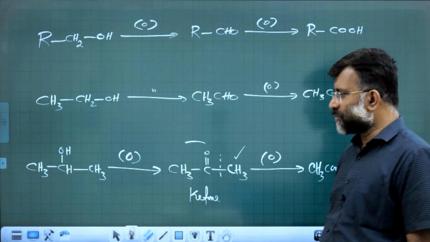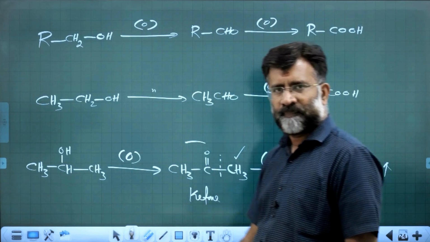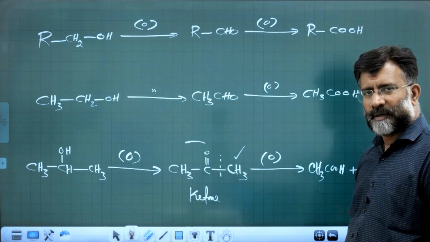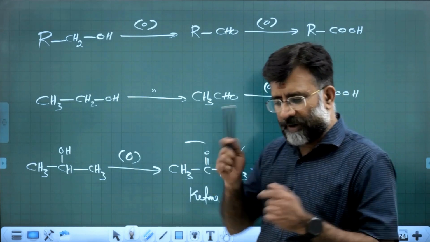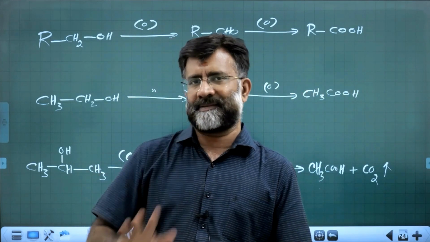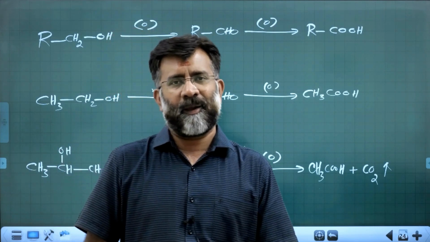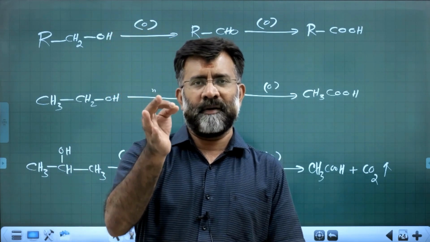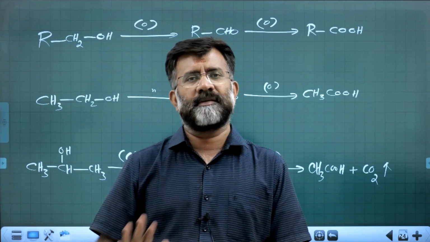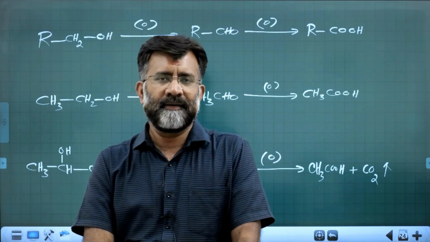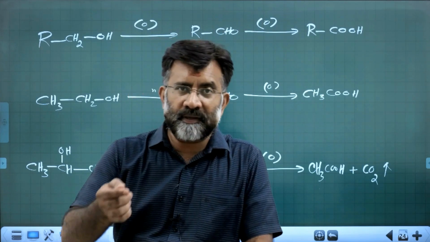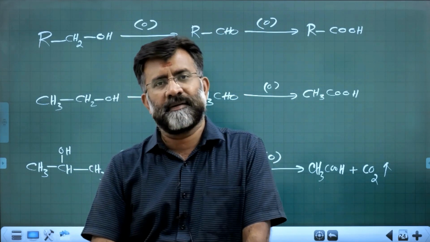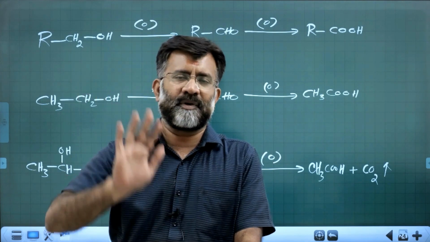Now you see, we are starting with 3 carbons. You get a 3 carbon ketone. Finally, you get a 2 carbon acid. So the number of carbon atoms finally obtained in the acid will be less. That is the point. So primary alcohol, number 1, easily oxidized. You get aldehyde, no change in carbon atoms. That is further easily oxidized to carboxylic acid, with no change in number of carbon atoms.